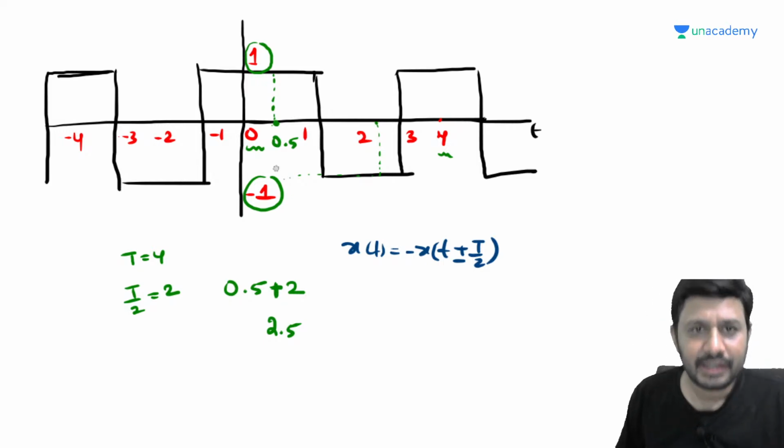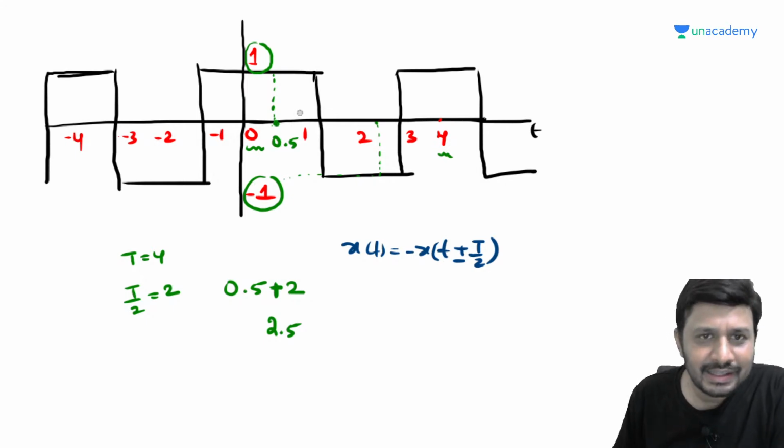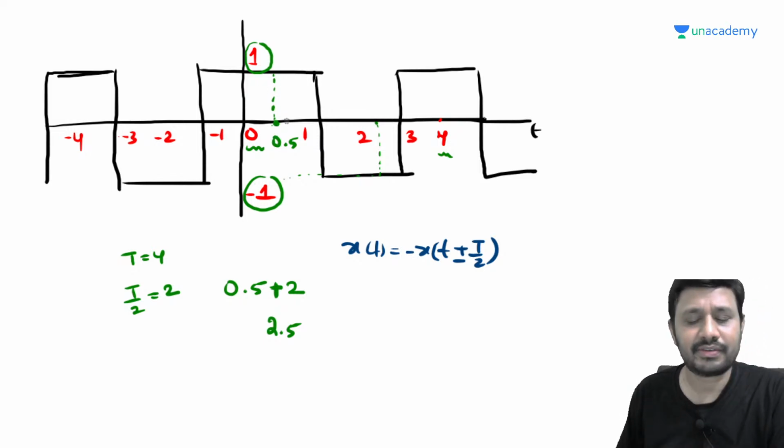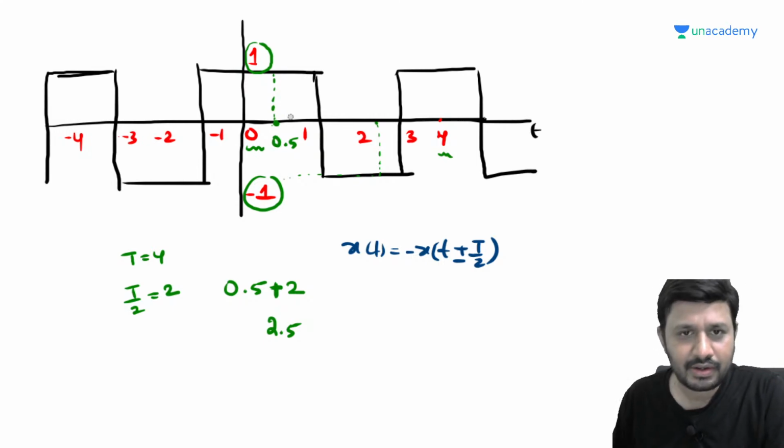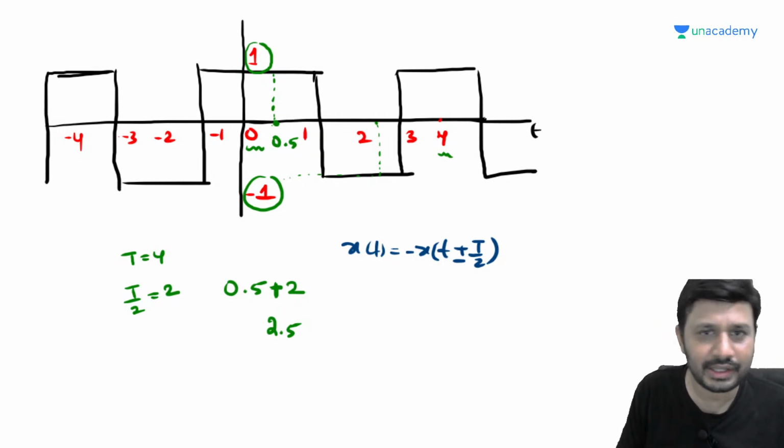What I am saying is, take some point as you wish, add or subtract half of the period to that point, and observe the values at the 2 points. If they are equal and opposite, yes, your signal is half-wave symmetric. Half-wave symmetric. I will take one more example.